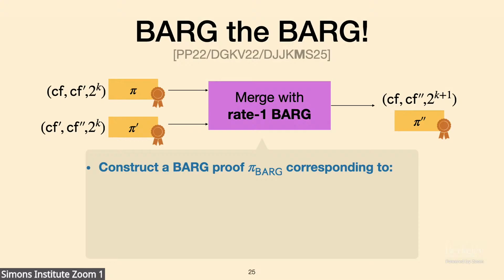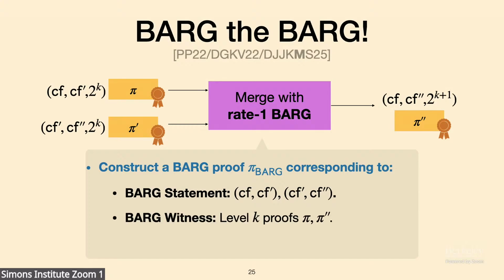So now instead of merging with the SNARK, I'm going to merge with a BARG, which is going to have 2 statements, k equals 2. So CF goes to CF prime, CF prime goes to CF double prime. Those 2 configurations become the statement. And the BARG witness is going to be the 2 underlying BARG proofs. The level k plus 1 proof is a little subtle, but it's CF prime comma the BARG proof. So you have to keep around the CF prime because you can only verify this proof if you have this full statement. And this full statement requires you to know the midpoint.